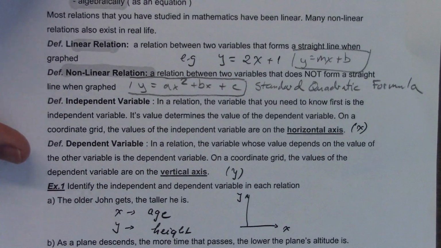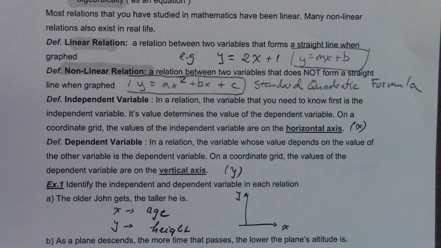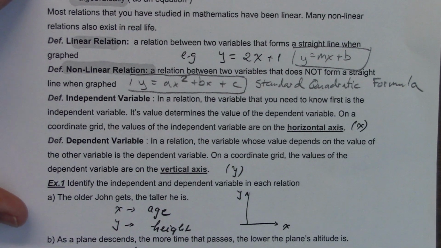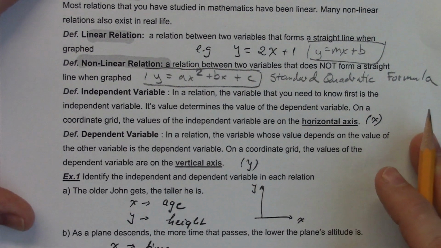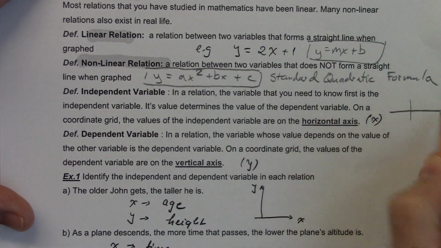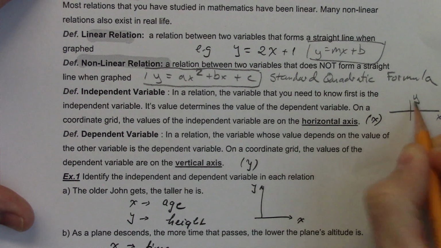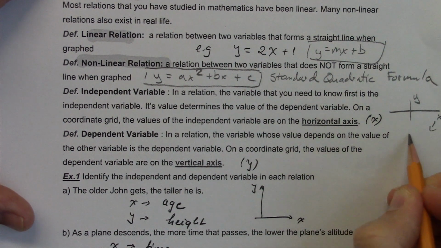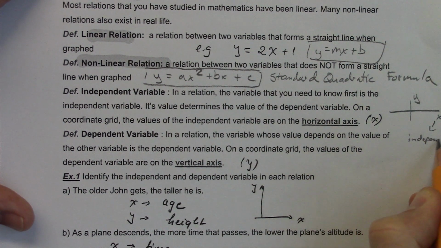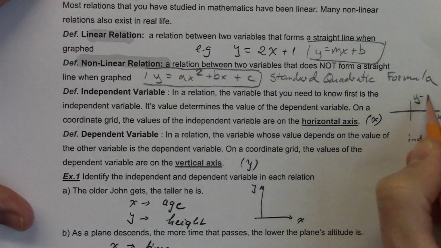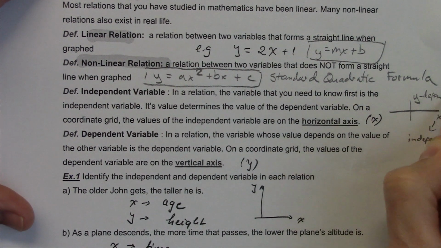All right? Next, the independent variable in a relation is the variable that you need to know first. It's the value that determines the value of the dependent variable. On a coordinate grid, the values of the independent variable are on the horizontal axis. So, if we think in x and y, here's my x, and here's my y. So my x is my independent, and my y is my dependent.